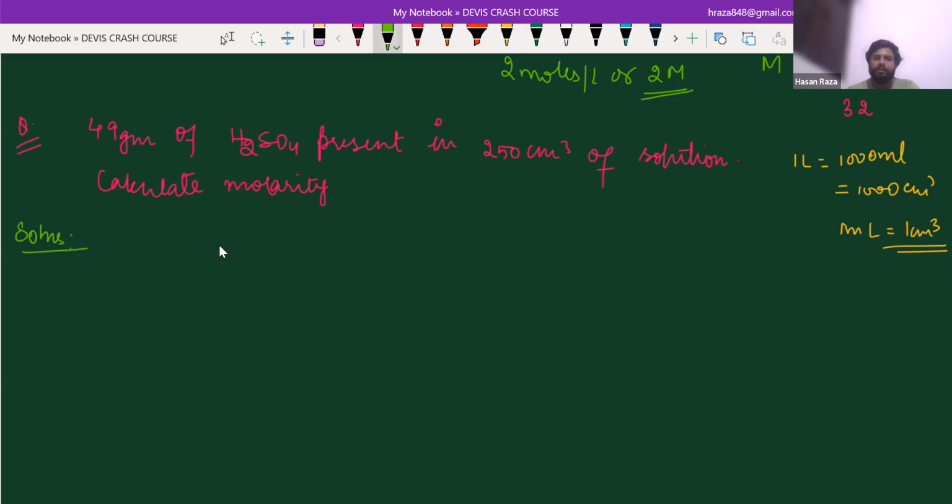This is the solution. We had a formula: number of moles of solute upon volume of solution in liters. Now you can see this is your solute. So I'm going to calculate the number of moles of solute, that is H2SO4. The given mass is 49. What is the molar mass of H2SO4 that you got?